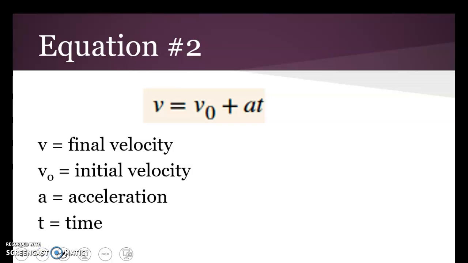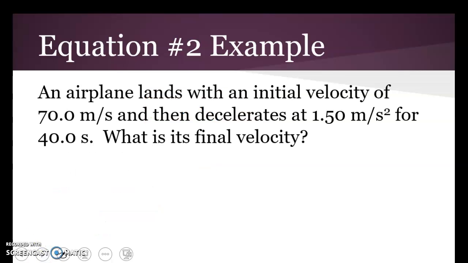Here's our next equation, and this one comes up quite a bit. This is where we look at a change in velocity, where we have a final velocity equal to our initial velocity, again, if you want to go vi when you write it, that's fine, plus our acceleration multiplied by time. So v, or vf if you want to say final velocity, is equal to initial velocity plus acceleration times time. So we have an airplane landing with an initial velocity of 70 meters per second and then decelerates at 1.50 meters per second squared for 40 seconds. What is its final velocity?